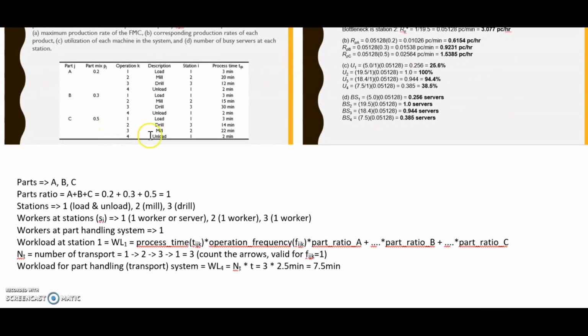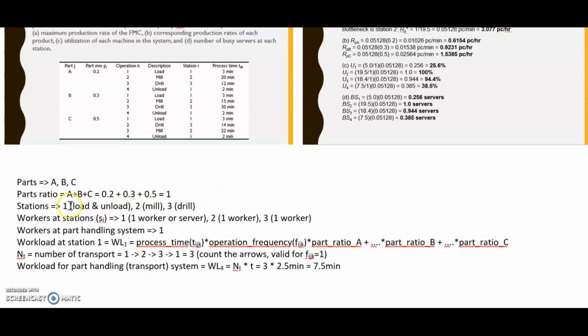Before we proceed, we need to identify the parameters presented in the question. There are three parts, labeled as A, B and C, and the summation of the part fractions A plus B plus C equals 0.2 plus 0.3 plus 0.5 equals 1. In any question, the summation of the part ratios will equal 1, whether it is 2 products or 3 products or 4 products.